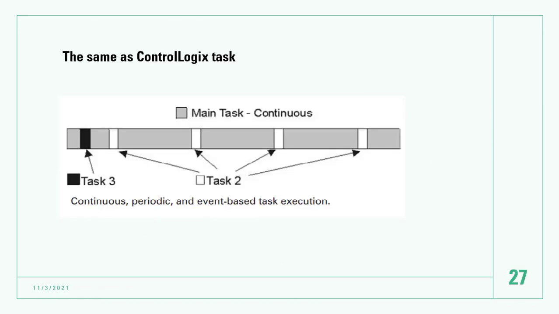This control logic task is the same as the control logic task. Task 3 is event. Task 2 is periodic. The main task is continuous. The main task and task 2 are regular. Look, it's regular and it's scheduled. Task 3 is the unscheduled task. Okay, same thing this way.